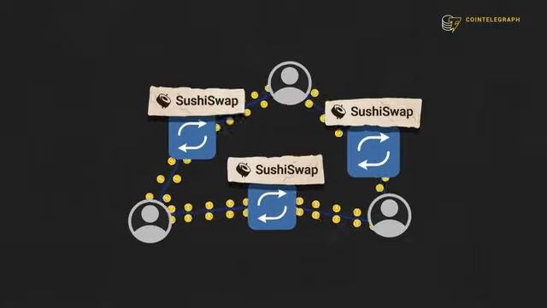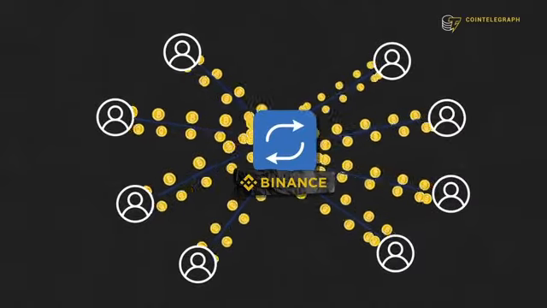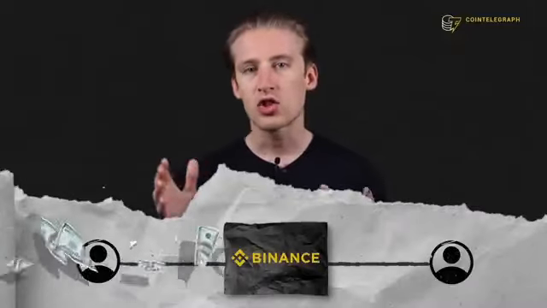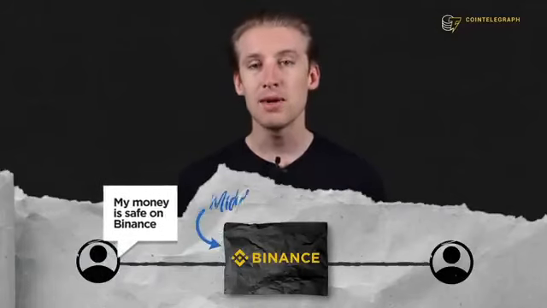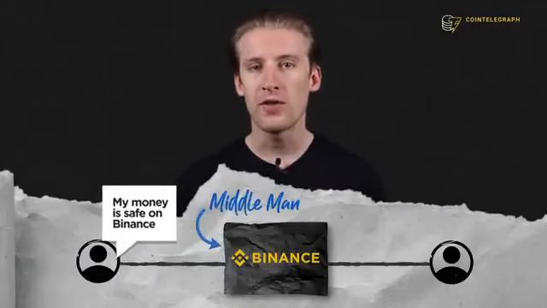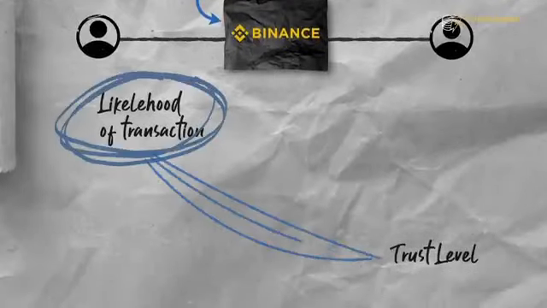But let's say I want to make that transaction on a centralized exchange, like Binance, instead of a decentralized exchange. What's the difference? Well, when you make that transaction on Binance, you have to trust that Binance will complete the transaction. Binance is the middleman, or the third party of that transaction. The likelihood of the transaction executing depends on how much you trust Binance.